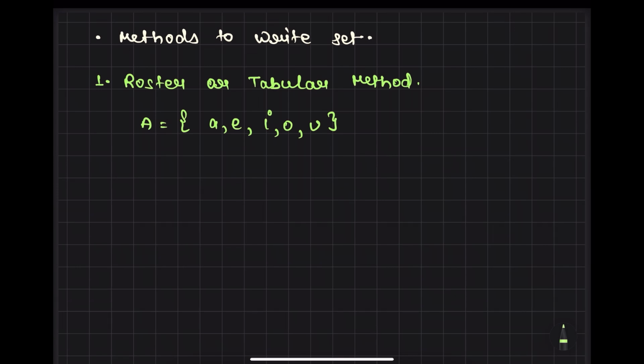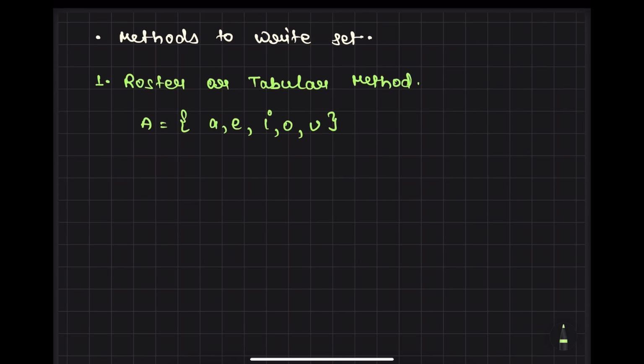Now, in this part, you have to take care that repetitions of elements are not allowed. You cannot write A, comma, A, comma, A, comma, A. You have to write distinct elements. So repetition is not allowed. Also, order is not required. This means if you wish to write E first, you can write E, A, I, O, U. You can write I, A, E, O, U.